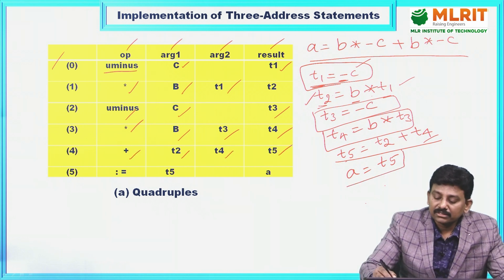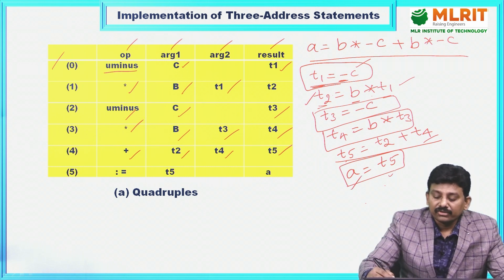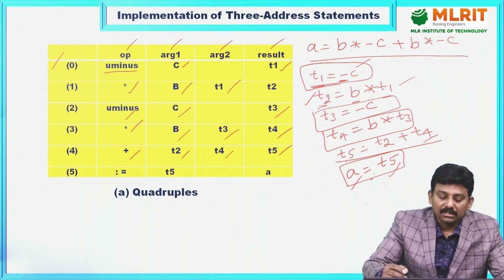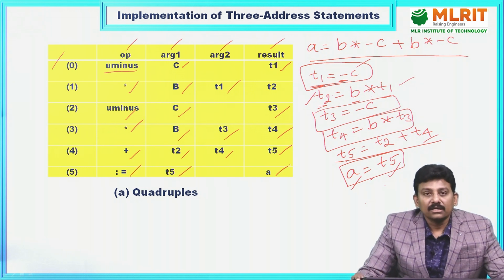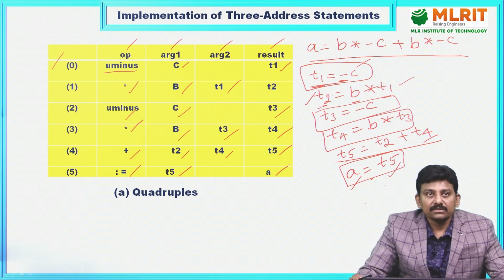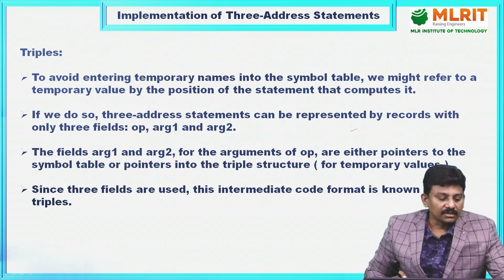Final statement, that is assignment statement, A = T5. Here A is the result, operator is assignment operator, T5 is argument 1. Like that we can implement three address statements in quadruples. That is the first method of implementing three address statements. Triples.